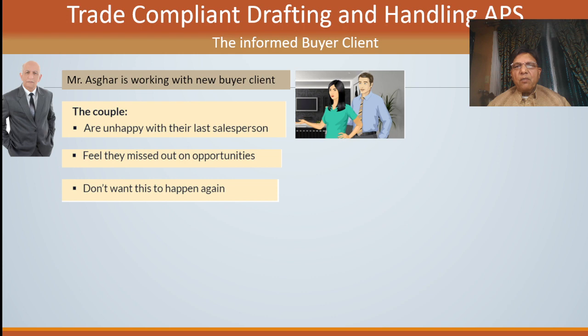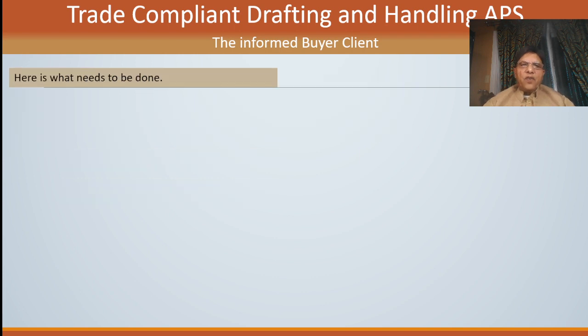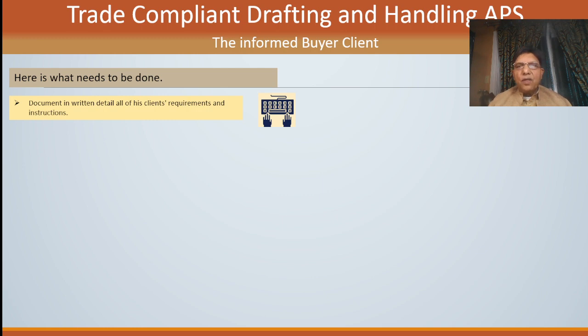The same thing happened with these clients and their previous agent. That agent might not have been knowledgeable, so they are not very happy. So they approached Mr. Javed. Now let's see how Mr. Javed is going to handle it. The first thing he is going to do is document. You need to document in writing all the details of your client, their requirements and their instructions, their needs and their wants. Write it down, get them recorded in your device, whatever you are using.